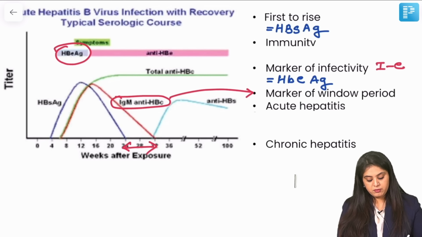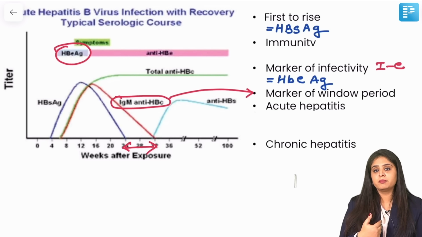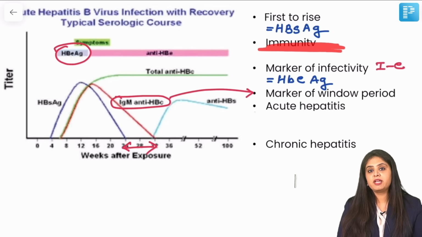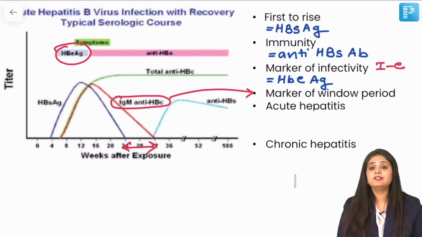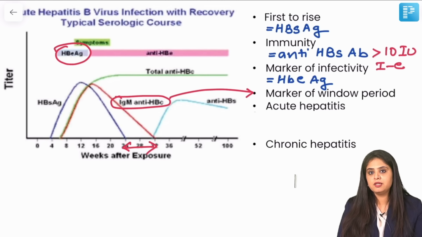Next, if you are immune, like let's assume you got the hepatitis vaccine during your childhood, and boosters were given, how do I check for my immunity? I will check with the surface antibody, and that surface antibody should be more than 10 international units. Usually it's in thousands, but that's the cutoff given. If it's more than that, then you are said to be immune.